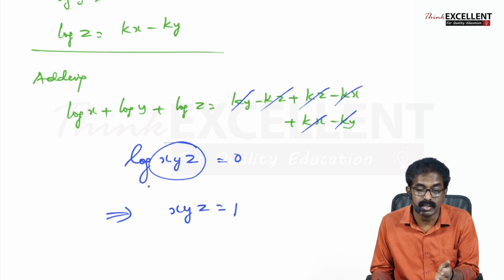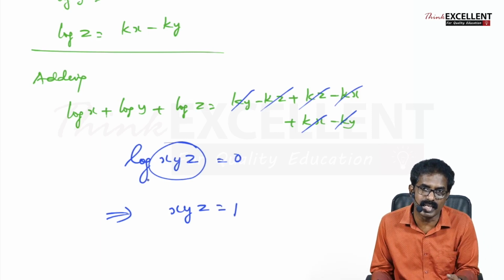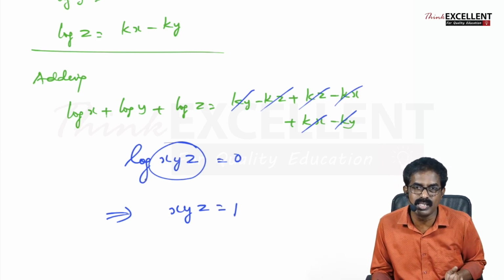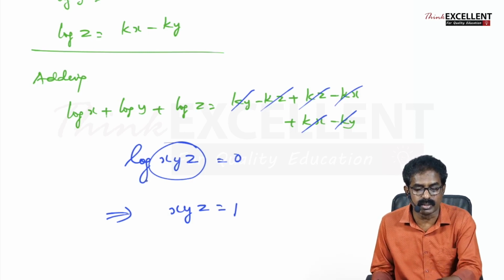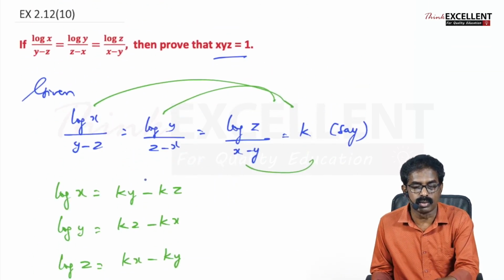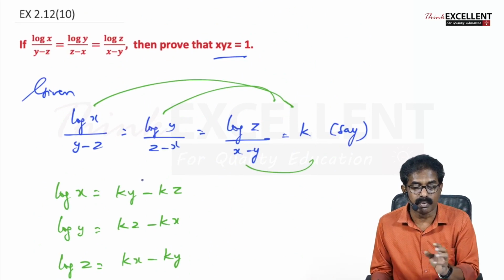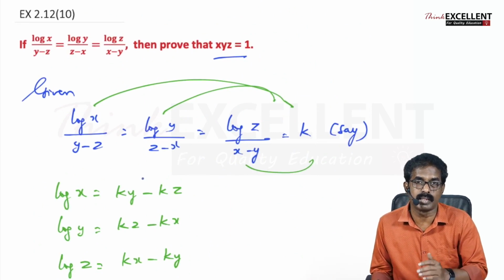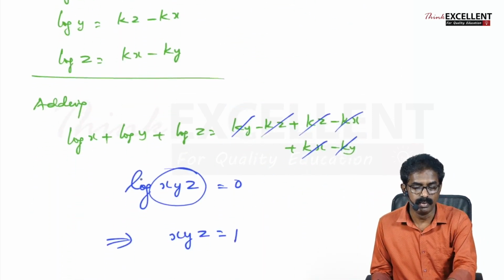Or change it into exponential form. xyz is, the base is not given. Suppose the base is e raised to 0 or 10 raised to 0. Any number raised to 0 is 1 only. Or log 1 equal to 0. Instead of 1 we have xyz, so that xyz is equal to 1. So three expressions they said equal, and each one you take it as k. From the first you find log x, just cross multiply. Second you find log y. Third you find log z. Add it, you will get the answer.